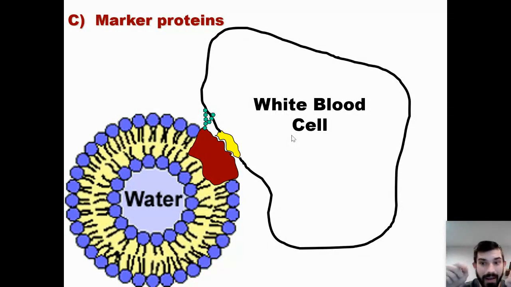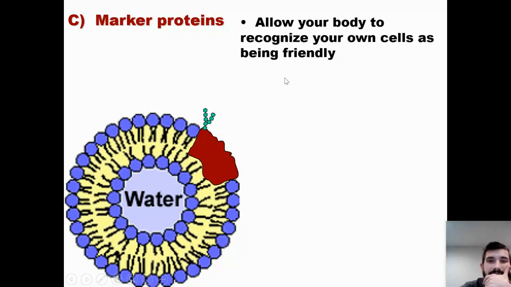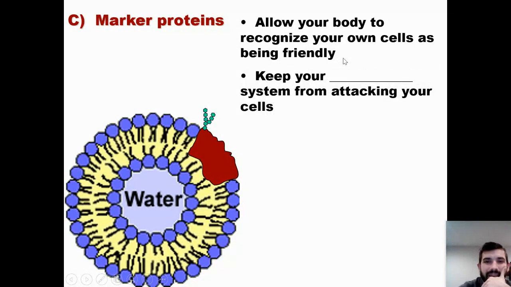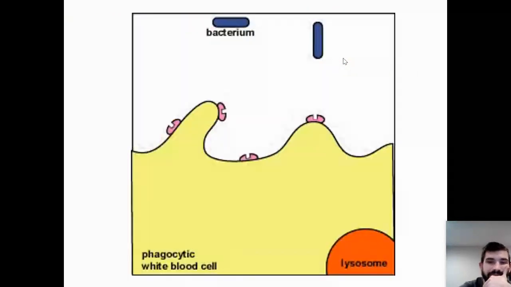Otherwise, if the white blood cell comes up to something, a bacteria, a virus, whatever, and it doesn't provide that secret code, the marker protein, the white blood cell is going to be like, all right, you're mine. It's going to gobble you up. So they allow your body to recognize your own cells as being friendly. That's pretty much what I explained, but much quicker. And they're going to keep your immune system from attacking your cells.